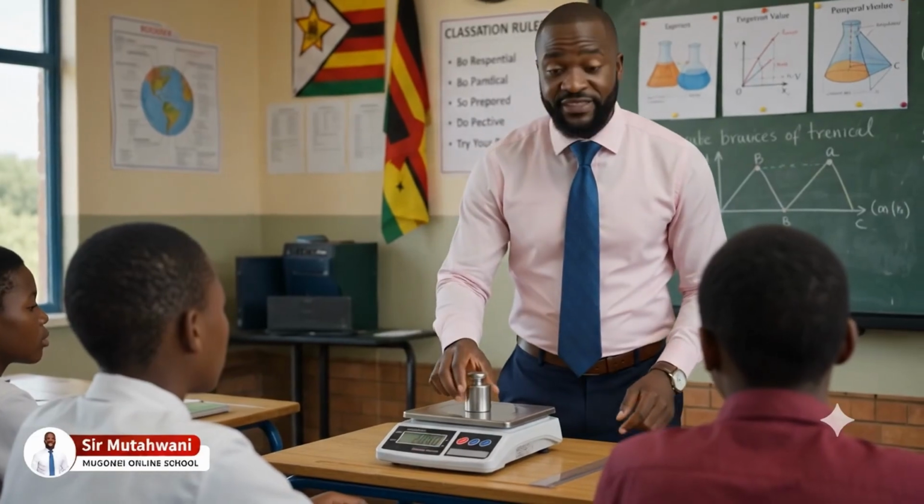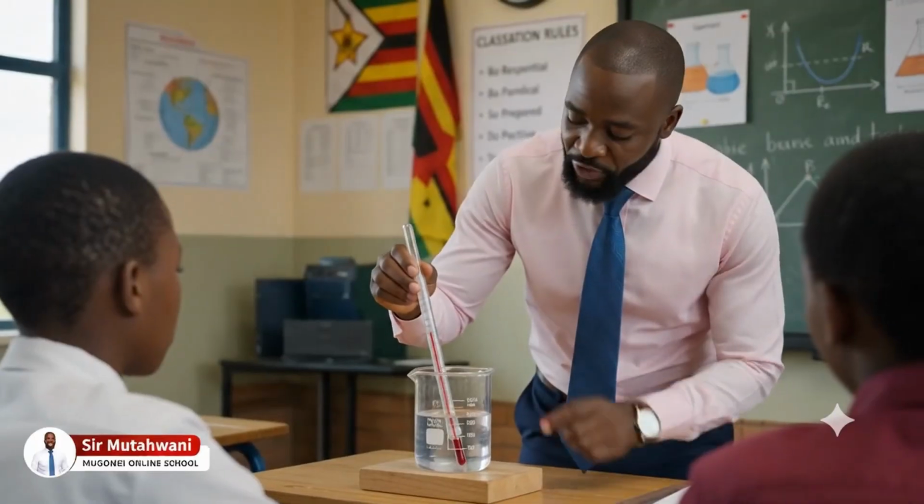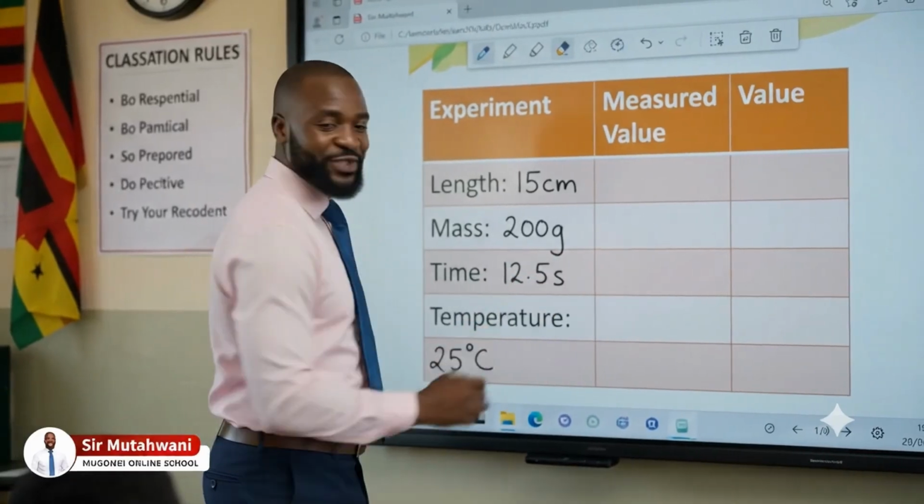The digital scale gives us an exact reading, and that's exactly 12.5 seconds. The thermometer reads 25 degrees. Let's record all these results here.